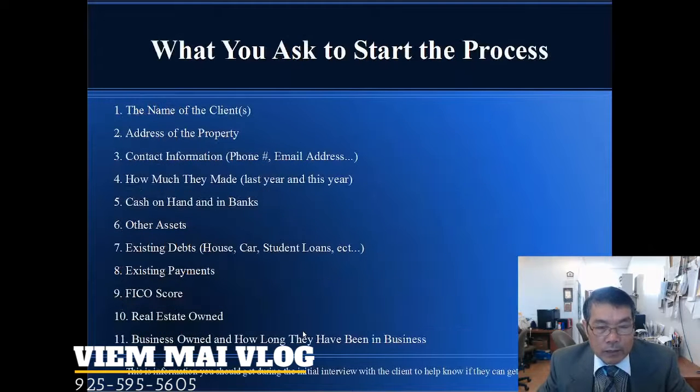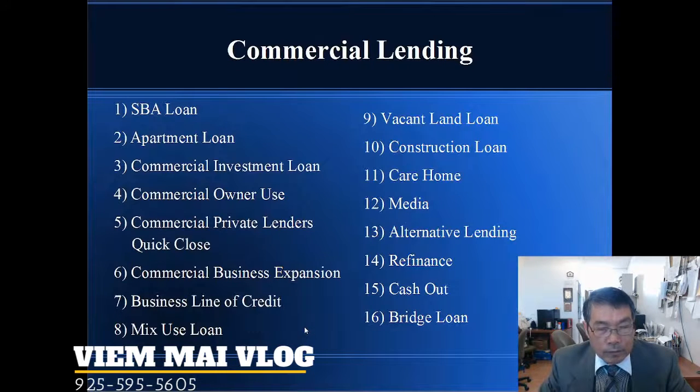And we can do a mixed use loan. Mixed use loan means more than 1 unit, at least 2 units. One is a commercial unit and the other is like an apartment. We can do mixed use loans, the time is about 45 to 60 days. For this loan, the minimum down payment is 20% or more.